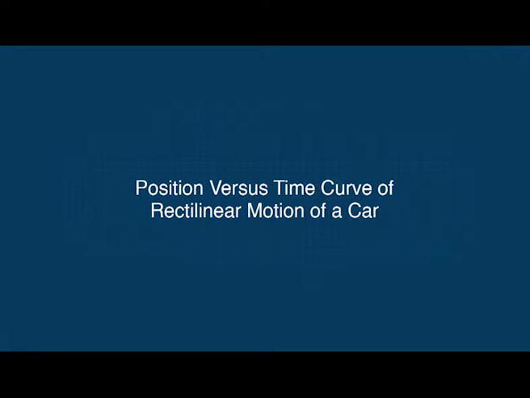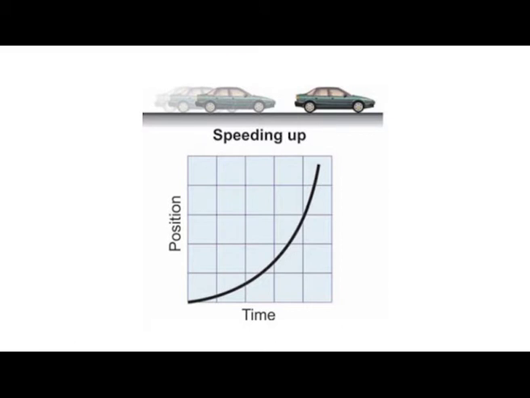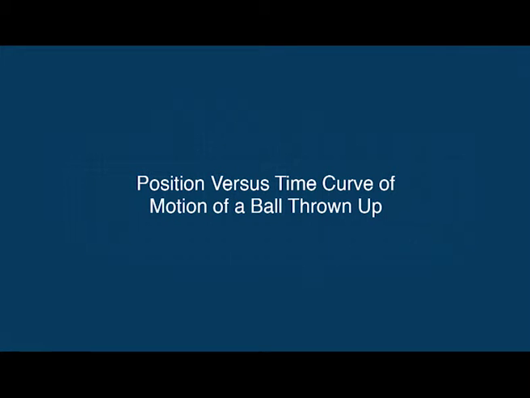We call f the position function of the particle and we call the graph of s versus t the position versus time curve. Position versus time curve of rectilinear motion of a car: if a car starts from the origin and moves only in the positive direction of its axis, then its position versus time curve will be like the one in the figure. Position versus time curve of motion of a ball thrown up.